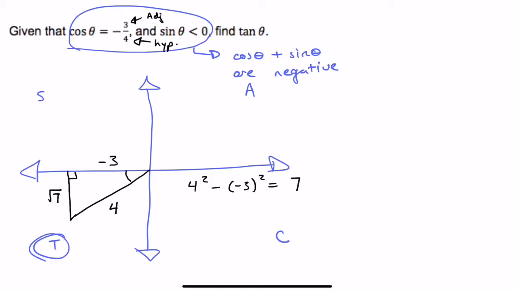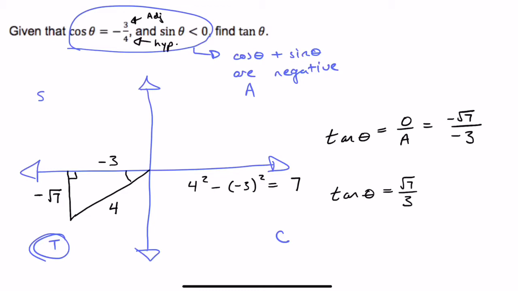So then that opposite side has to be the square root of 7. But because it's in the third quadrant, I know the y value has to be negative. So it's actually -√7. So tan theta is opposite over adjacent, -√7 over -3, which the negatives cancel. So we get tan theta is just √7 over 3.